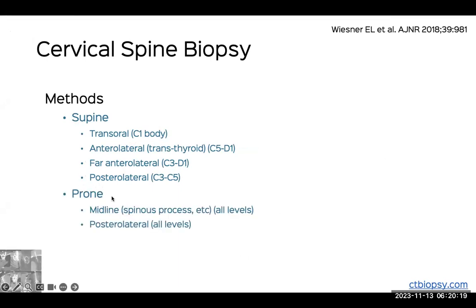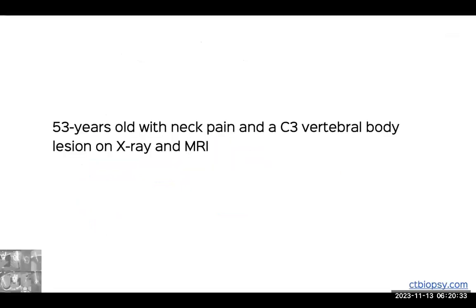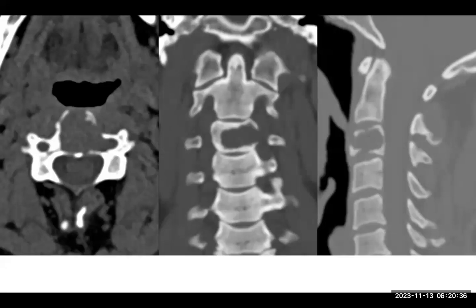For C1, OC1, C2, you can use the prone position and you can get into the lateral mass in some situations. And you can sometimes use the decubitus position. So let's look at this patient with a C3 vertebral body lesion that you can see here very well.